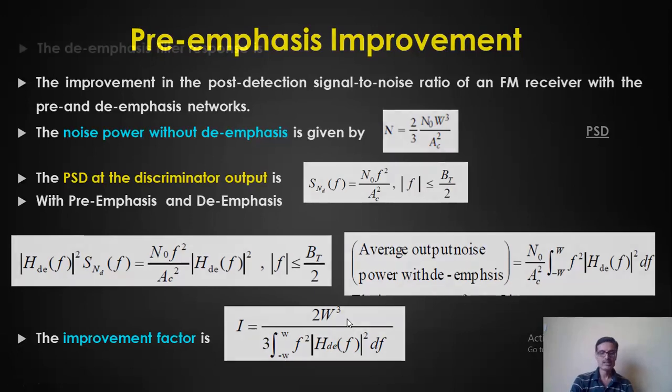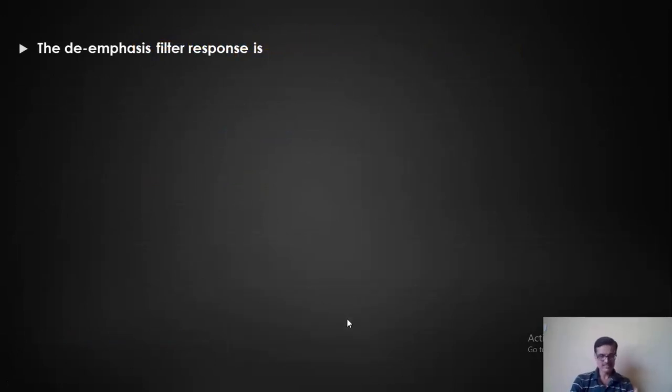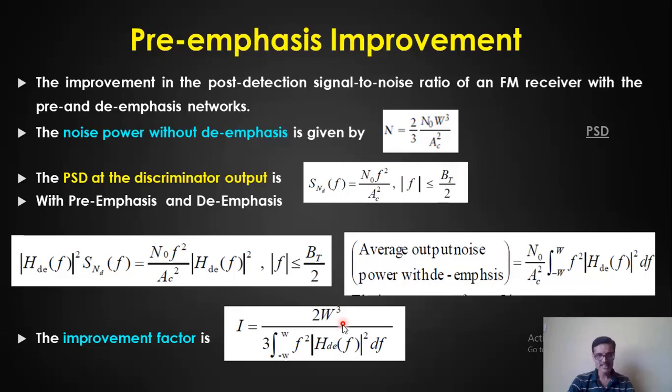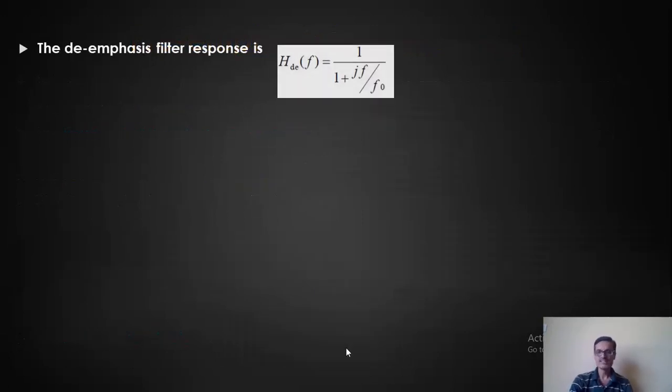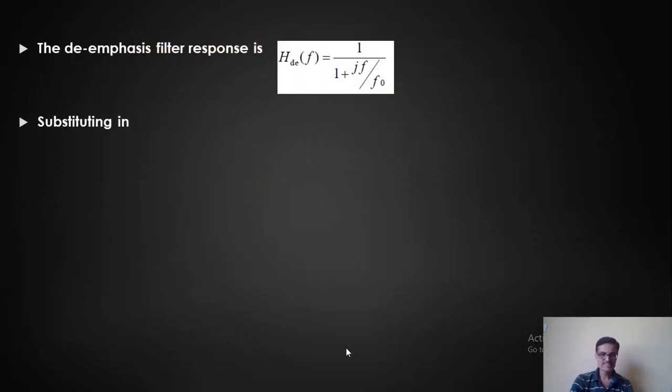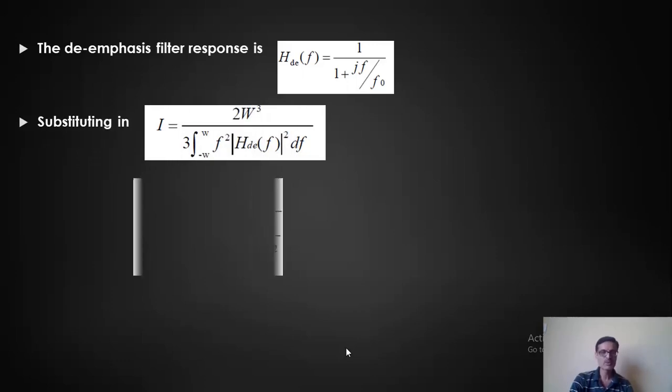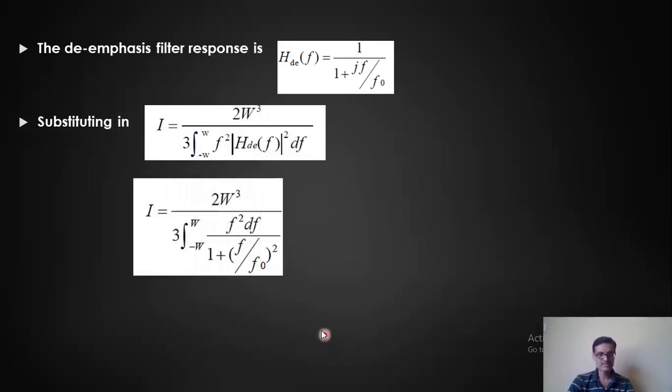Now in this equation I have H_D of f, and I know the equation for H_D of f. I'll substitute that in the improvement factor equation, and I'll get 2W cube by 3 over the integral of f square df by 1 plus f by f naught whole square. I substituted this term over here, so I have to take an integration of this term.